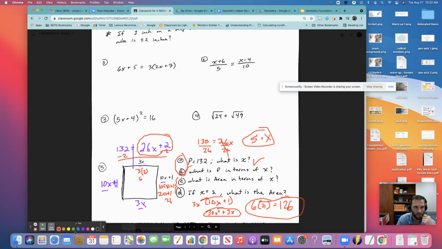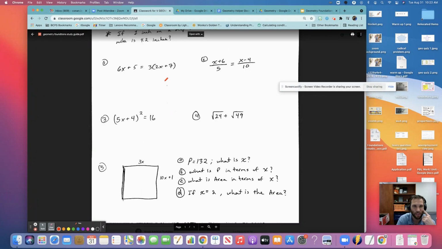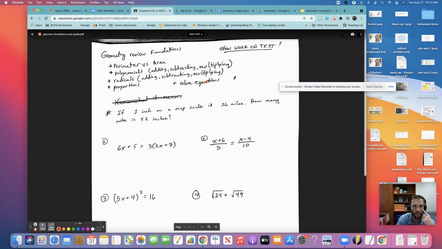That's it. That's the study guide. And so let me know if you have any questions. And everything is on the test except for C and D. And so the multiplying polynomials is not there for you.